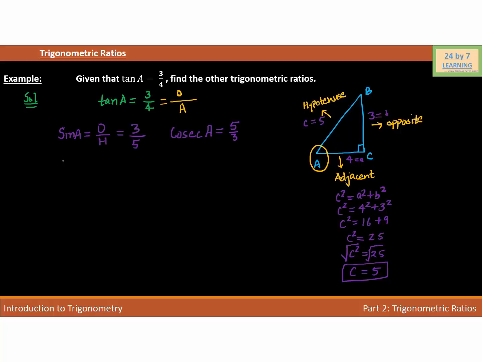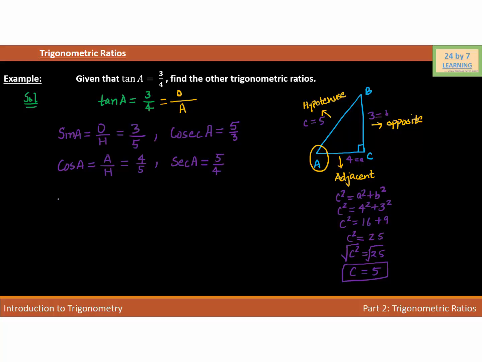Now let's find the cosine. Cosine of angle A is equal to adjacent over hypotenuse. My adjacent is, as you can see, 4, so I will write 4 over 5. Secant is the reciprocal of cosine. So I will write secant of A is equal to the reciprocal of 4 over 5, which is 5 over 4.